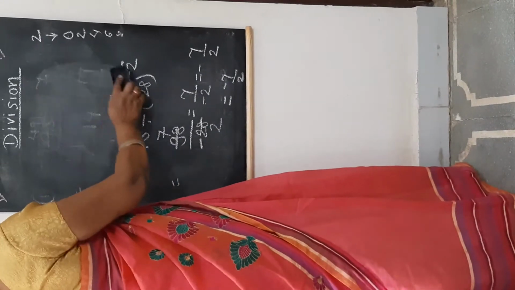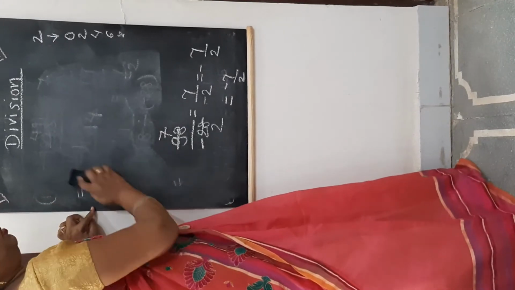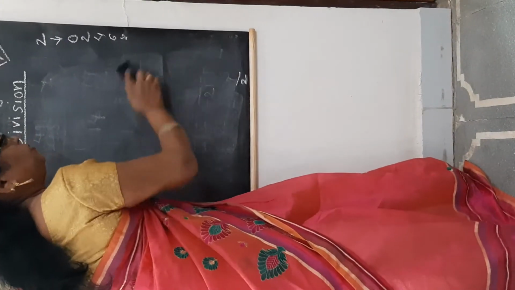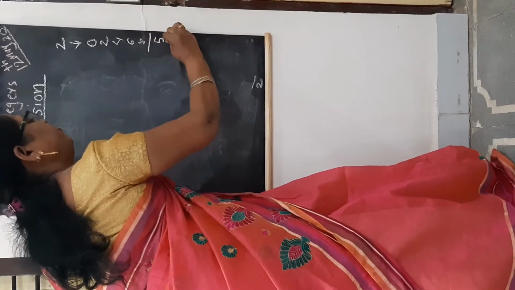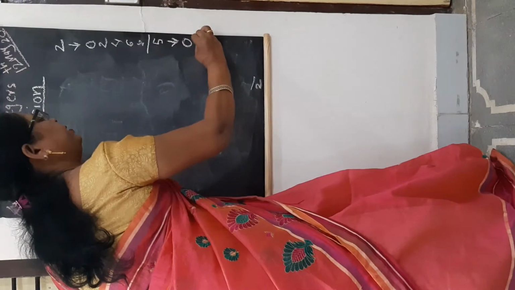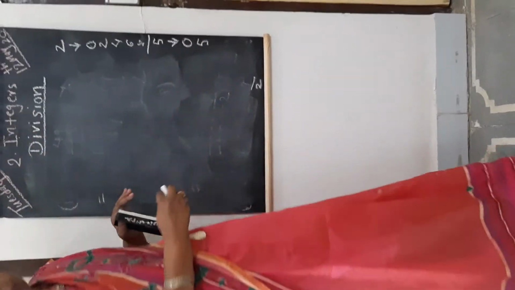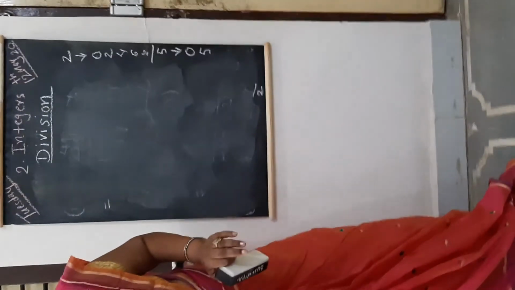But these tests are very important here. The test for divisibility by 2 and the test for divisibility by 5. What is that test for 5? When 0 or 5 is present at the unit place, the given number is divisible by 5.